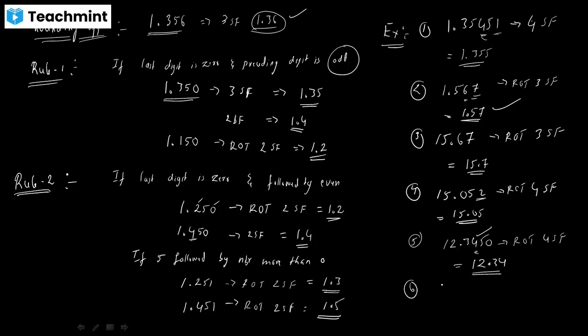And add one more. 100.251. Round off to four significant figures. What is the answer? Tell me. Now 2 is even. 5 is followed by a number more than 0. So what is the answer? 100.3. Yes. 100.3. Correct.